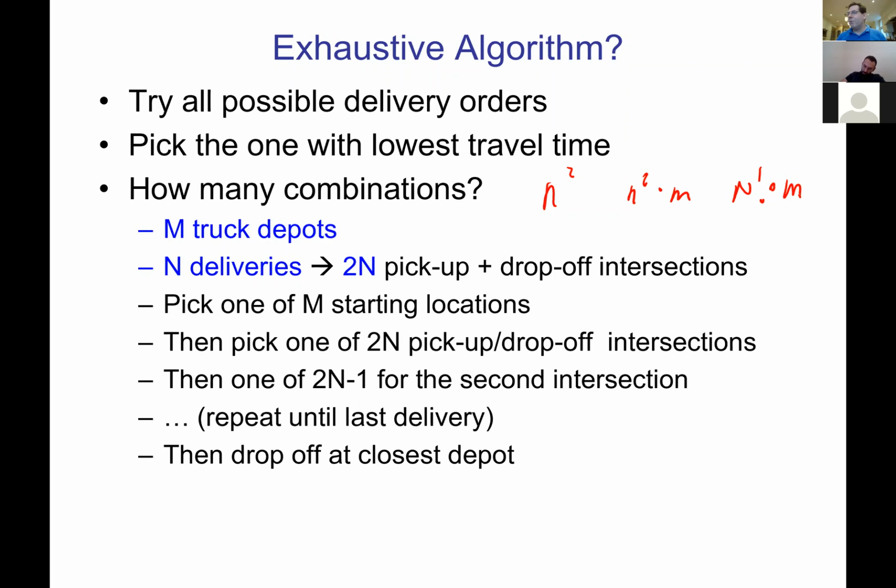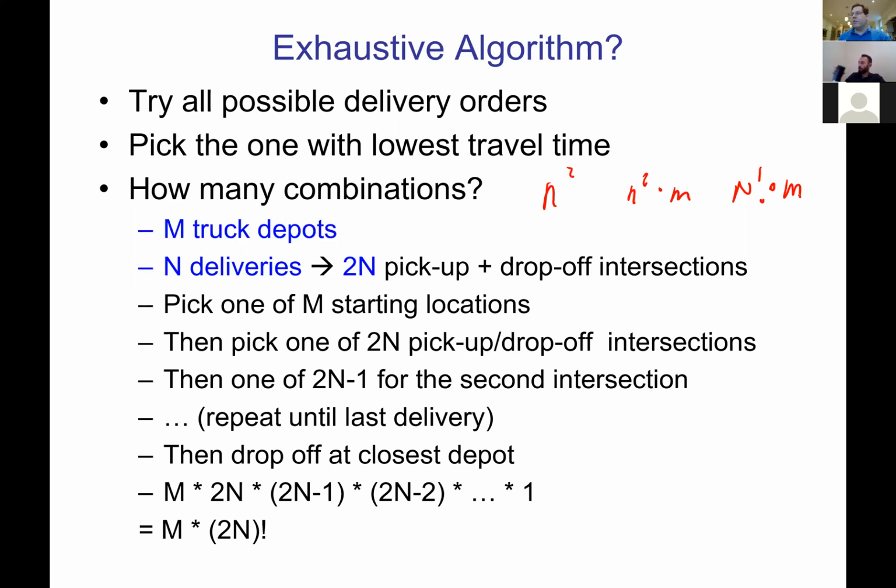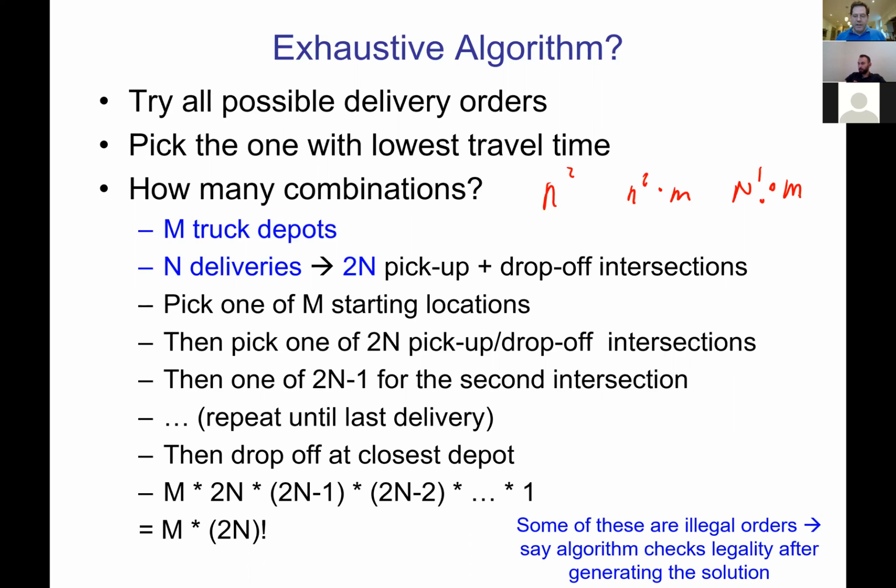At the very end, I have to drop off at the closest depot, and there's really no decision there. I could just see which depot I'm closest to and go to that one, so I don't have to try all possible depots. At the very end, I'm just going to quickly check all m of them and choose the closest. So if I write all that out, I get m times 2n factorial. As I said, if you wrote sufficiently clever code, maybe you could get this down to n factorial times m, but my code's easier to write, because some of these are illegal and I'm just checking them after the fact.